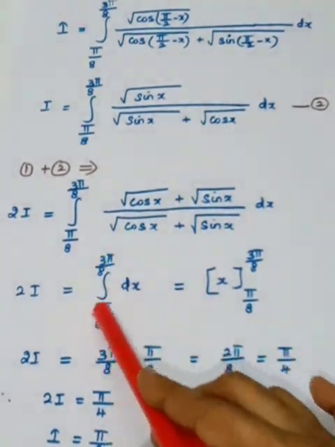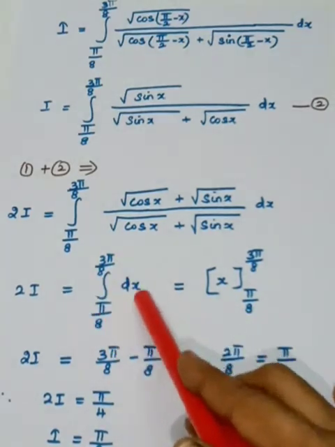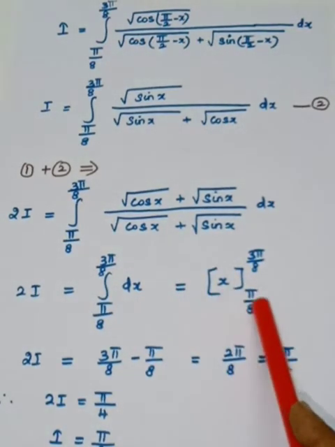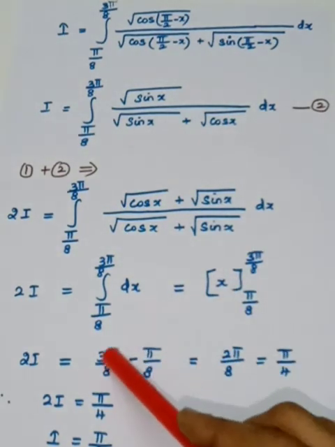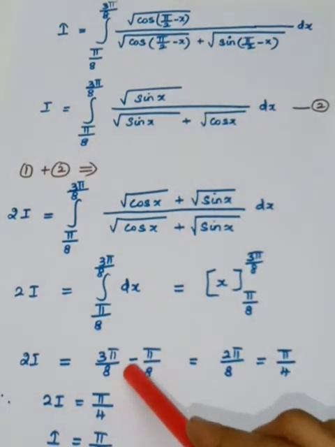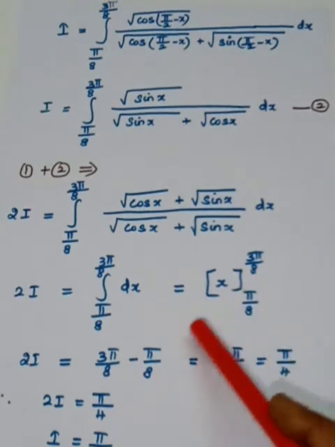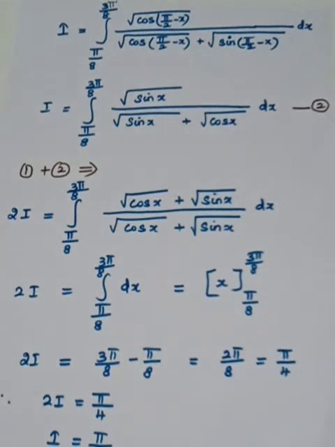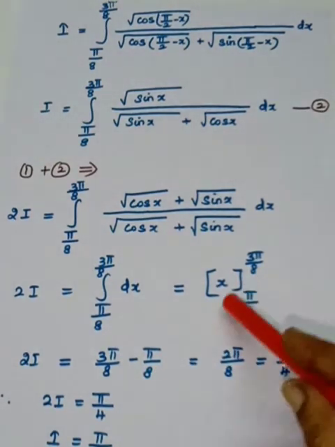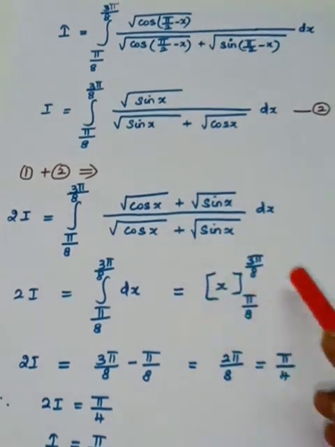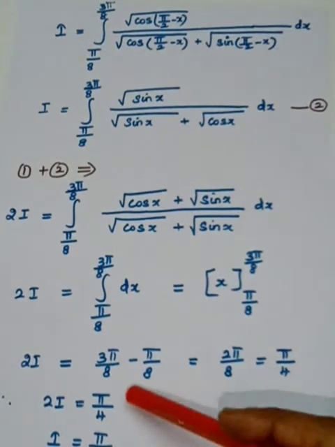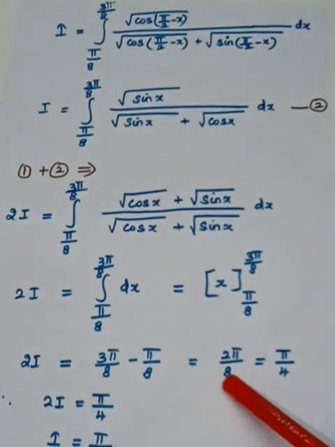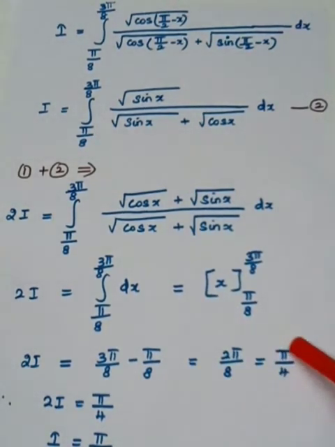Okay. So now you have to integrate. What is the integration of dx? That is x. And you have to write the limit. Next step, you have to apply the upper limit. What is the upper limit? 3 pi by 8. In between, you have to write minus and go for the lower limit. What is the lower limit? Pi by 8. So first you have to apply the upper limit, 3 pi by 8 minus pi by 8. So if you simplify, it is 2 pi by 8. And 2, 8, if you cancel, it is pi by 4.